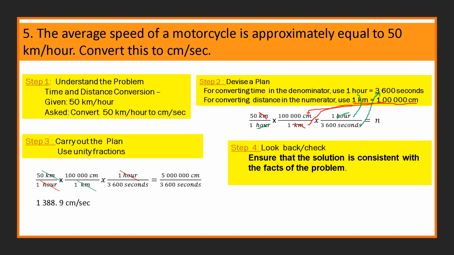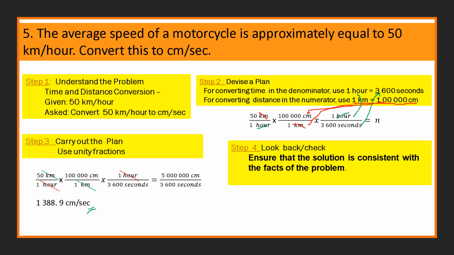50 times 100,000 is equal to 5 million centimeters. And 1 times 1 times 3,600 seconds is equal to 3,600 seconds. Dividing it will give us the result of 1,388.9 centimeters per second. So this is now our answer.